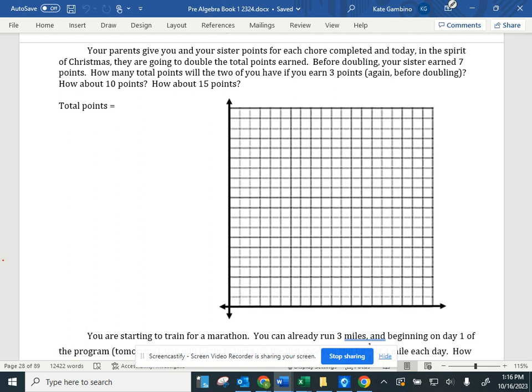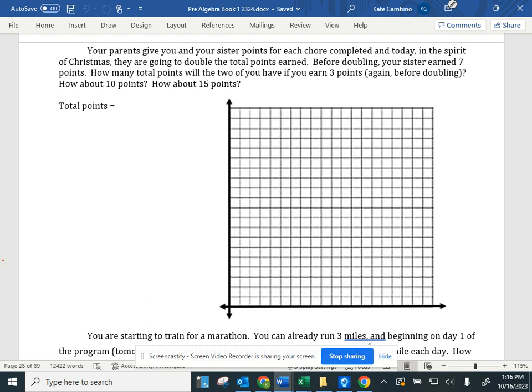Your parents give you and your sister points for each chore completed, and today, in the spirit of Christmas, they are going to double the points earned. Before doubling, your sister had earned 7 points. So before we double anything, she already has 7 points. How many total points will the two of you have if you earn 3 points, again, before doubling? How about if you had 10 points before doubling? Or you had 15 points before doubling?